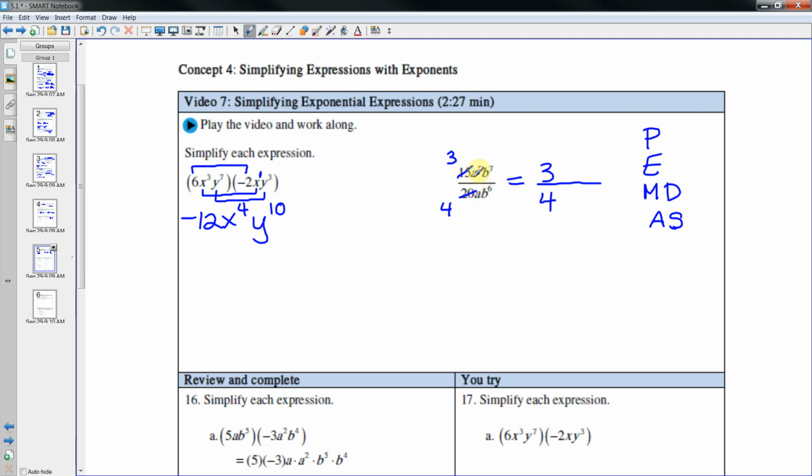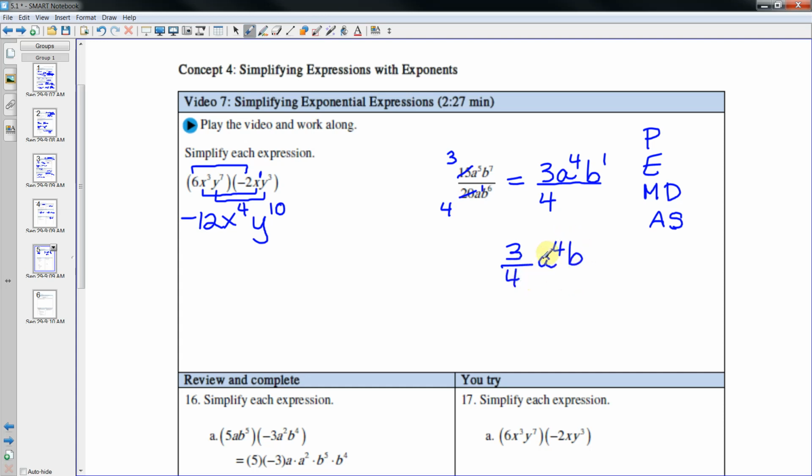Alright, let's look at the a's. I've got a to the 5th over a to the 1. 5 minus 1 would be 4, a to the 4th. For the b's, 7 minus 6 is 1, so b to the 1, or you don't have to write the 1, you could just write b. So this could be written also as 3/4 a to the 4th b.